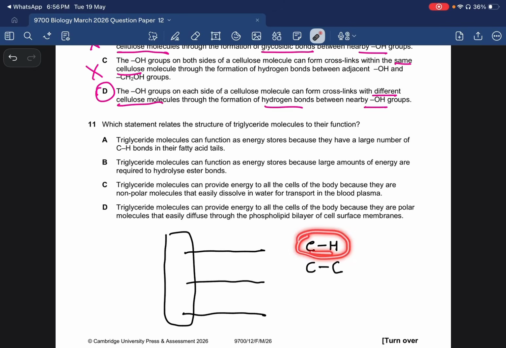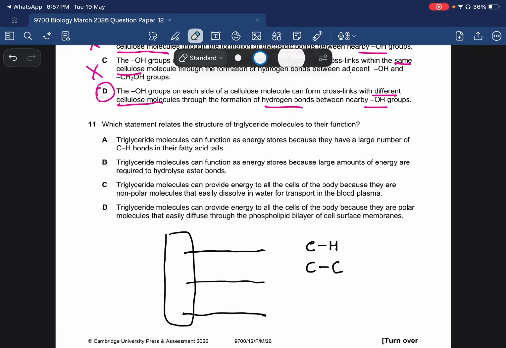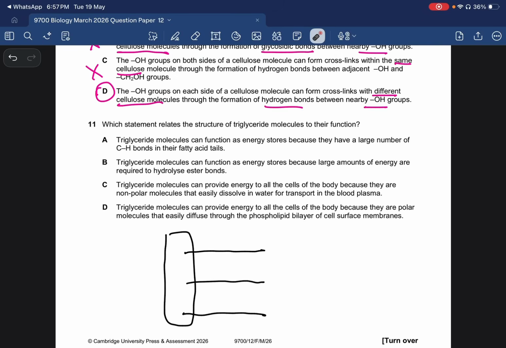What's so special about them? Well, every carbon hydrogen bond, so you see this bond here, which I've highlighted in red, contains a huge amount of energy. So when I break this bond, it's going to release a large amount of energy, which is going to be used by cells which need the energy to carry out life processes. So in other words, why are we using triglycerides? For storing energy because they have many carbon hydrogen bonds, right? So triglyceride molecules can function as energy stores, correct? Because they have a large number of carbon hydrogen bonds in their fatty acid tails.